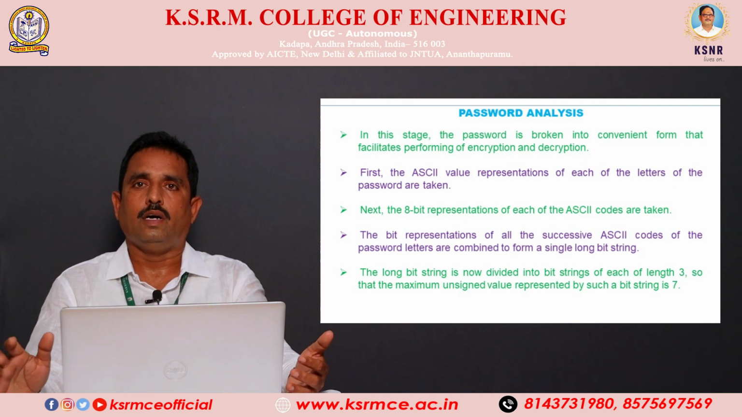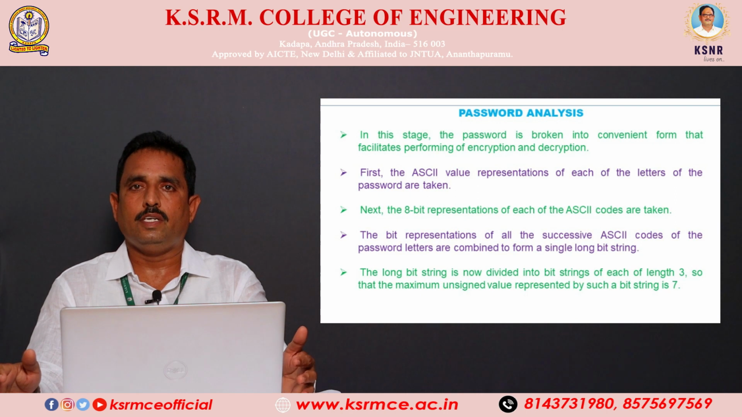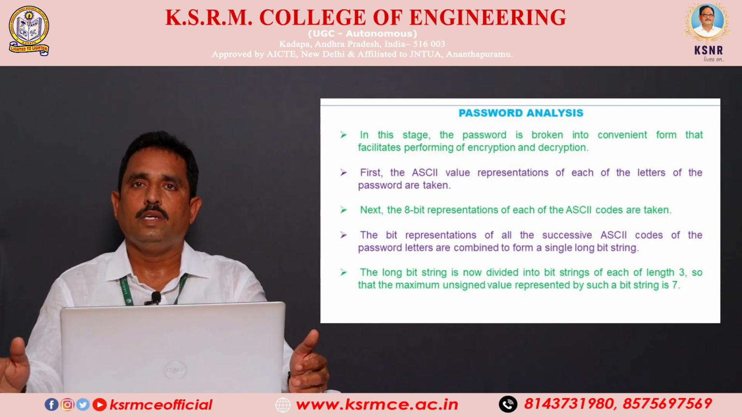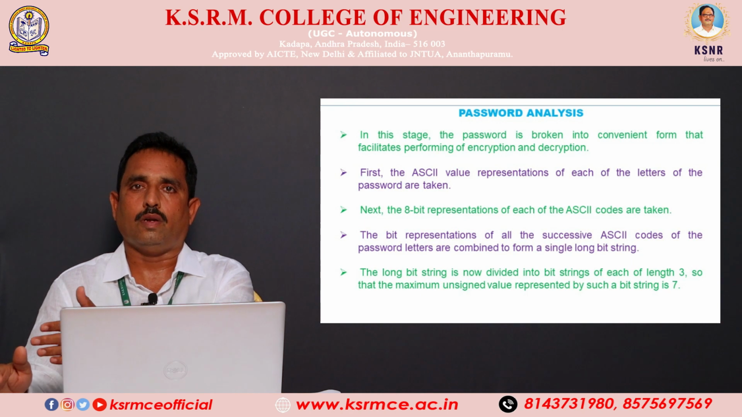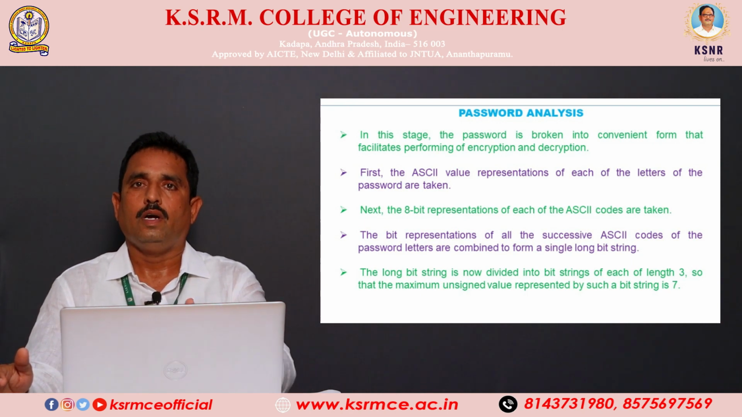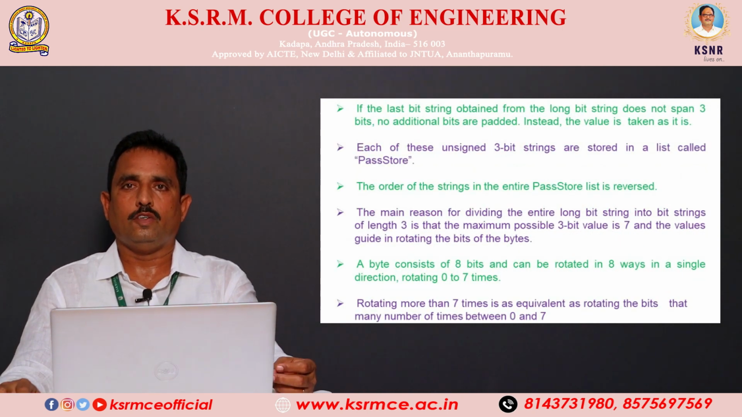This is combined and divided into groups of 3 bits. ABC means the total length is 24 bits, so it is divided into 8 groups: the first 3 bits are one group, the second 3 bits are another group, and so on. Finally, the 24 bits of the given password are divided into 3-bit strings. These 3-bit strings are stored in a list, which we can call the pass store. The pass store is a list which contains all the 3-bit strings.